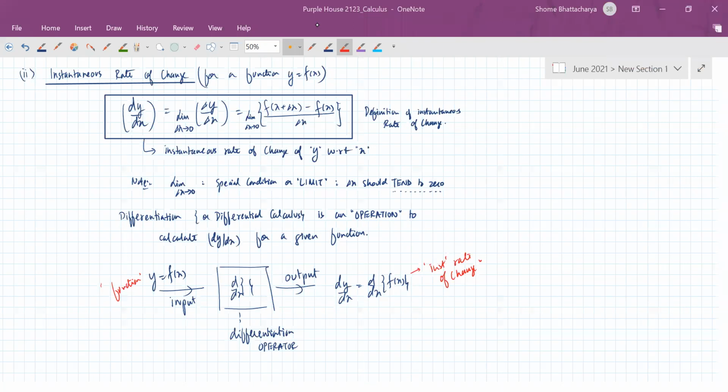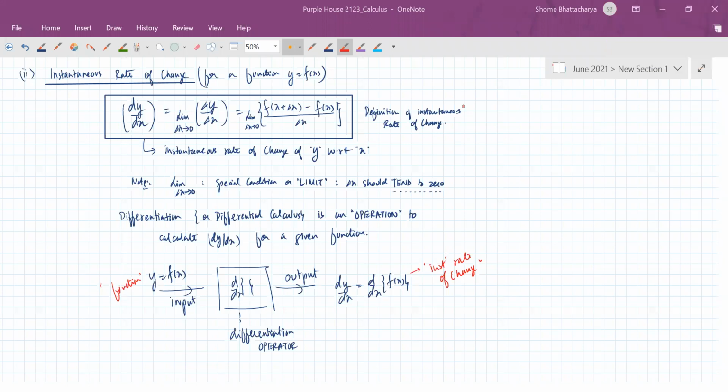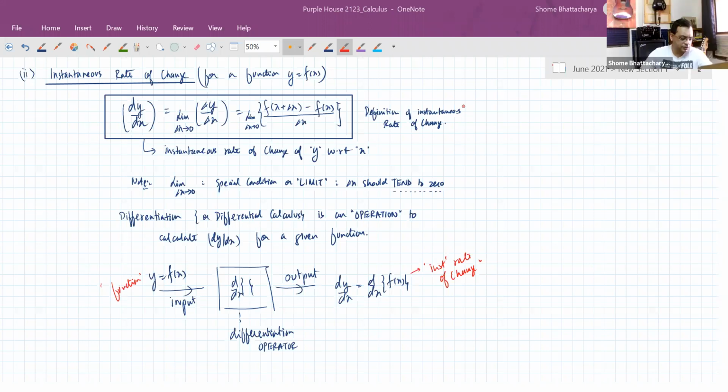So dy upon dx is equal to? Yes, dy by dx is the differentiation operator applied to the function f of x. This symbol is the differentiation operator, d by dx of something. What we are applying it to is the function f of x. So what it is giving us is the instantaneous rate of change of y with respect to x. Understood this? Yes, sir.